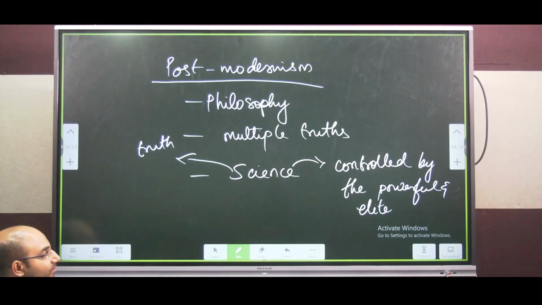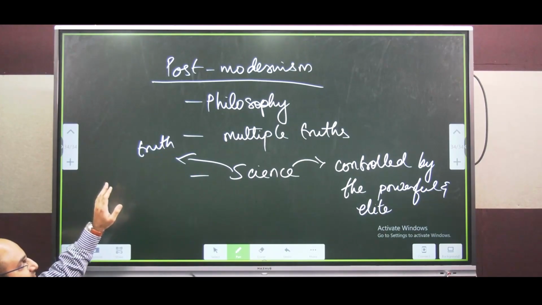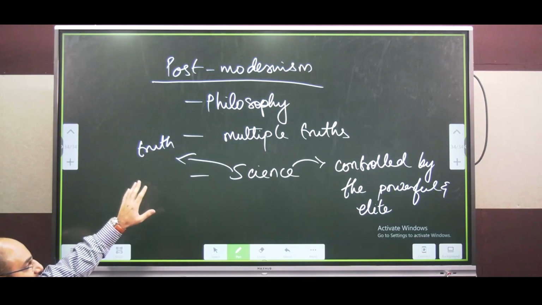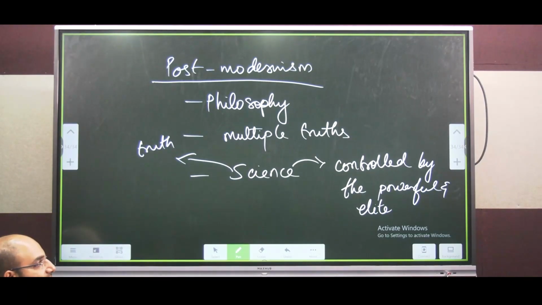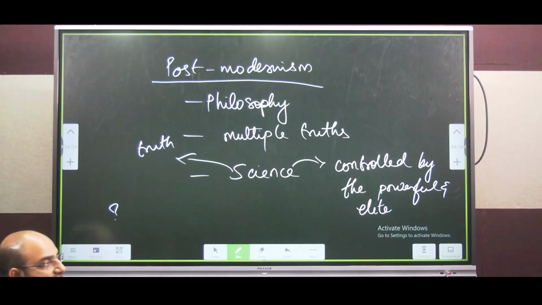So anthropology is also part of science, and as a result, anthropology is also being controlled by the powerful and the elite. So they conclude that anthropology is supposed to be a subject that helps us understand how people are, but in reality, anthropology is being used by the powerful sections to exploit the powerless sections. That is the conclusion. So what is their alternative then? If this is how science is being misused, what should we do?